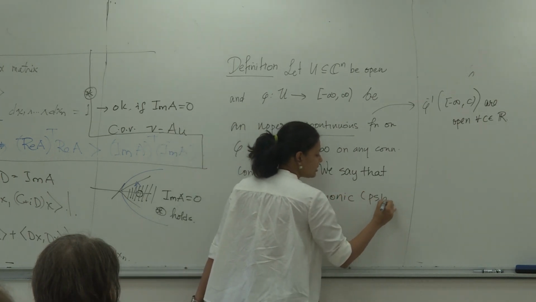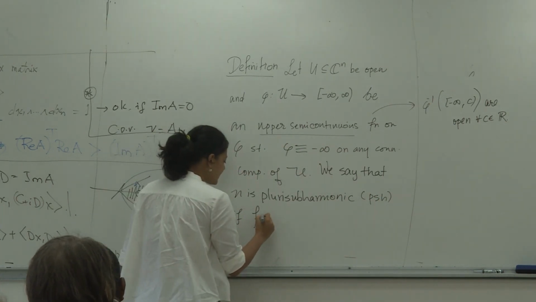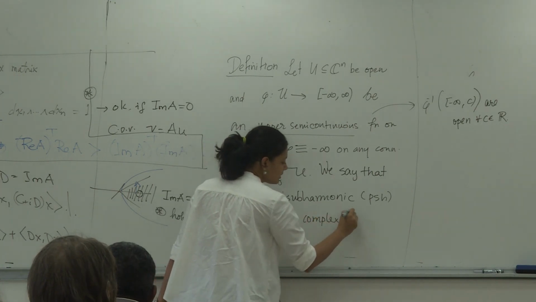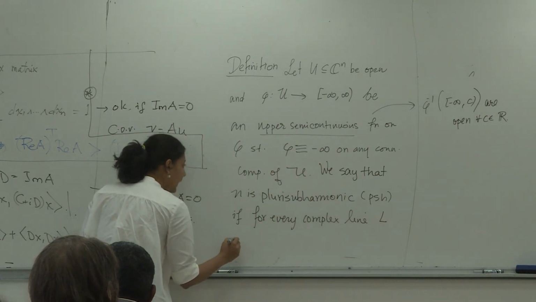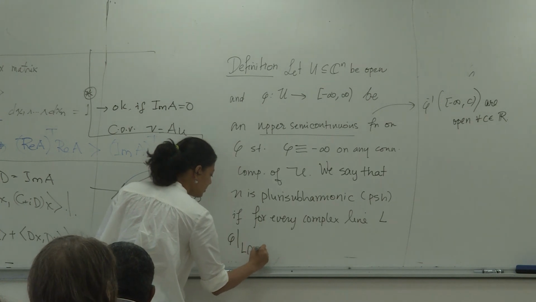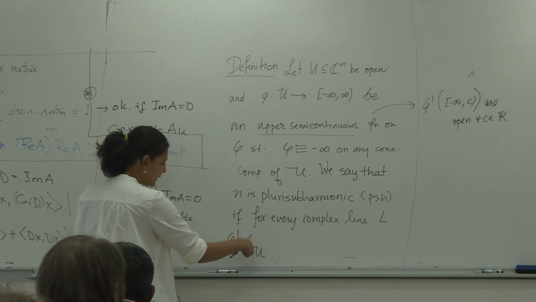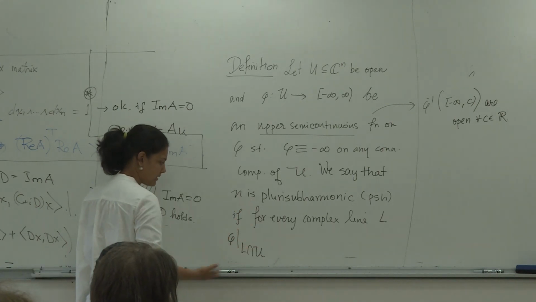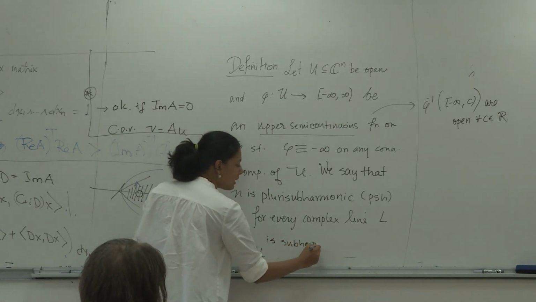or PSH for short, if for every complex line L, I look at the restriction of phi to L intersect U, so that gives me some open set in L, which could be empty. If it's non-empty, I consider this open set in L. L is a line, so you think of it as the complex plane, and I want this function to be subharmonic.